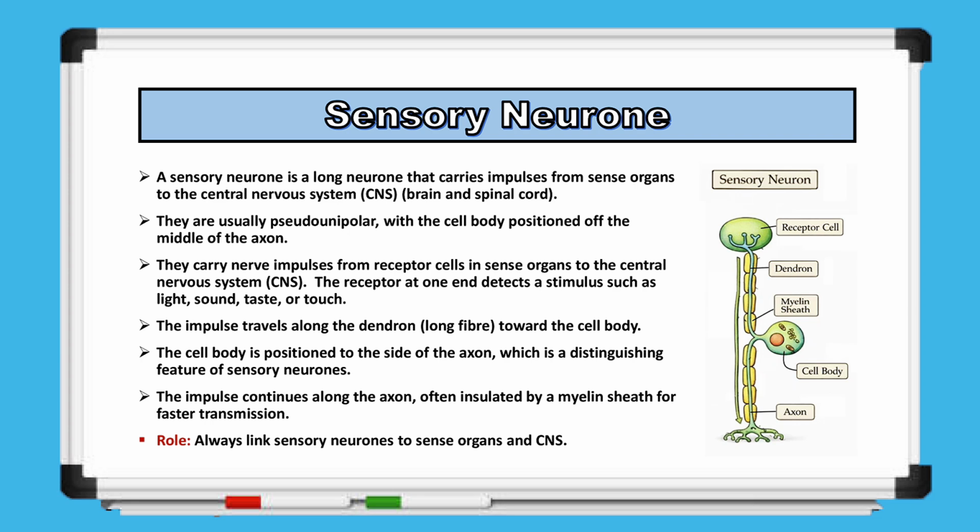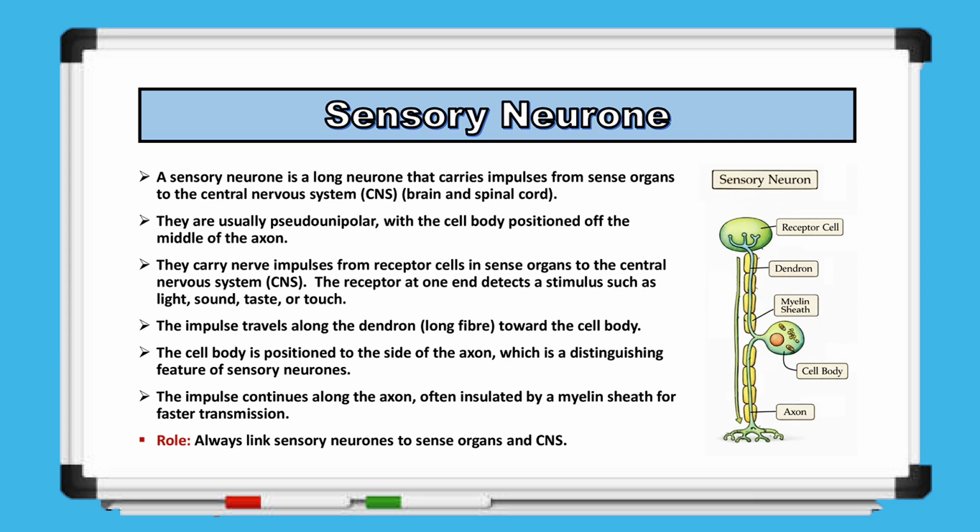respond appropriately. Sensory neurons are usually pseudounipolar, meaning their cell body is positioned to the side of the axon rather than in the middle. This arrangement allows impulses to pass quickly from the dendron to the axon without interruption, making signal transmission faster. At one end of the neuron is a receptor cell, which senses stimuli such as light, sound, taste, or touch. Once a stimulus is detected, it is converted into an electrical impulse that travels along the dendron toward the cell body. A defining feature of sensory neurons is the location of the cell body on the side of the axon. This positioning enables impulses to flow directly through the neuron efficiently.